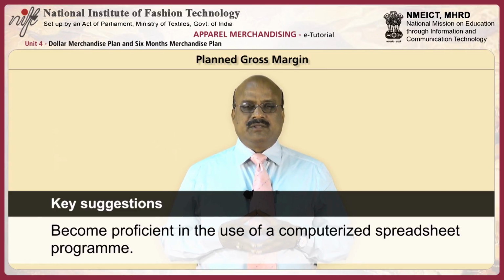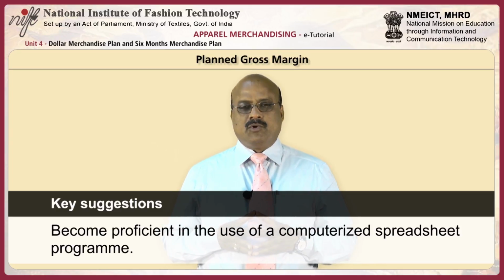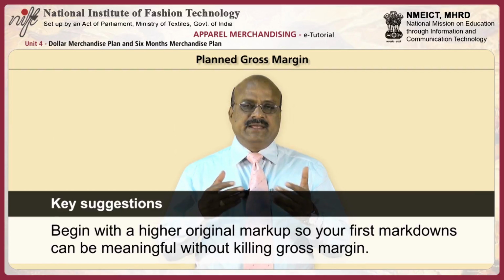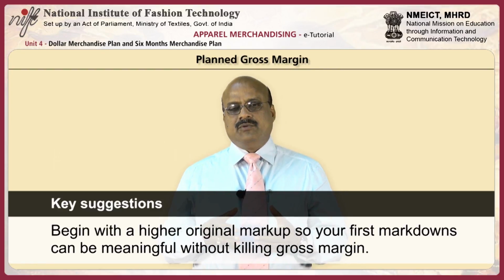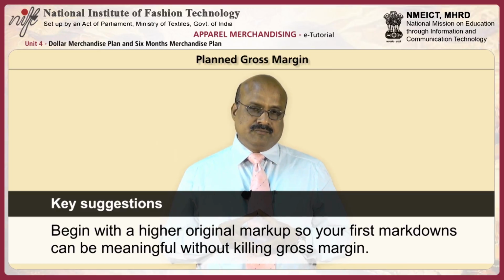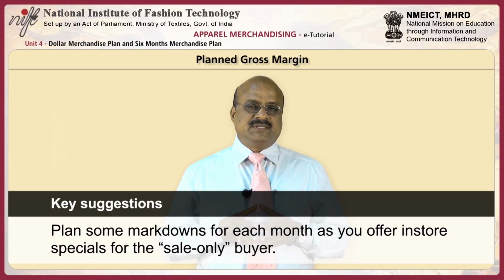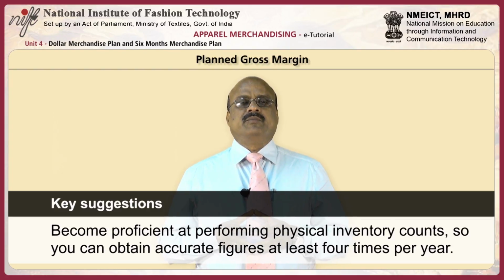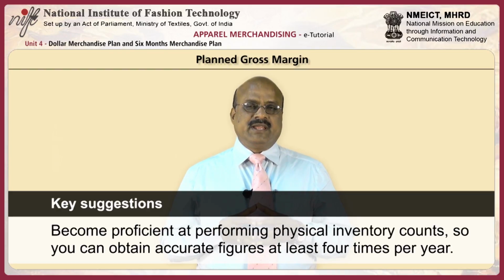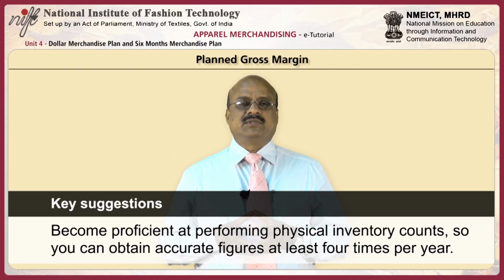Become proficient, if you are not already, in the use of computerized spreadsheet programs. Begin with higher original markups so your first markdowns can be meaningful without killing gross margin. Plan some markdowns for each month, as you offer some in-store specials for sale. Become proficient at performing physical inventory counts so you can obtain accurate figures at least 4 times per year.